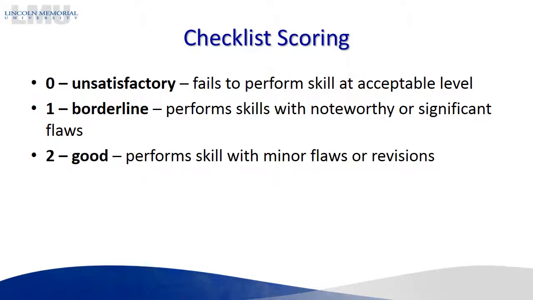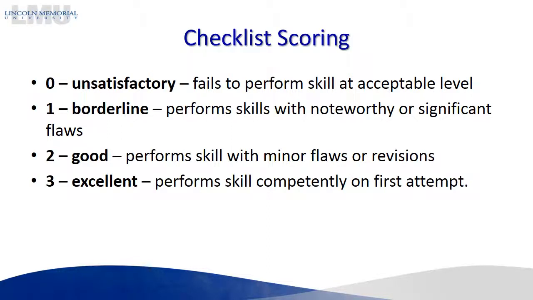A 2, this is where a lot of our students are going to fall, who just do a good workman-like performance. These are students who perform the skill, and maybe there are minor flaws in it or revisions. They may have to perform the skill twice to get it right or something like that. But a good, competent student level would be a 2.